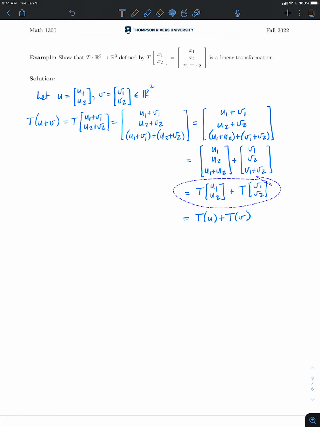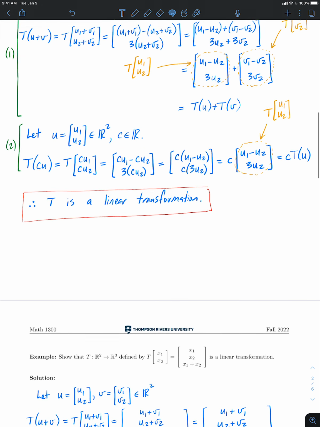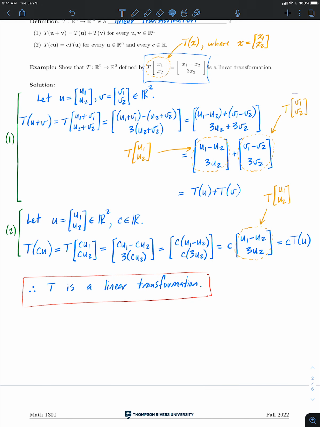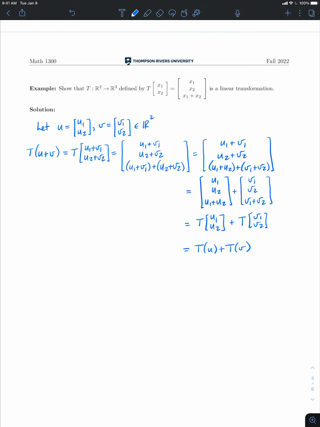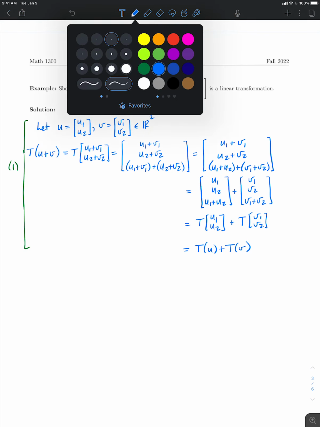I could have even skipped this step, to be honest. I didn't do that last time because I mentioned it when I made these annotations here. But there's nothing wrong with going right from here to here because you've already said what u and v are. But in any event, there's also nothing wrong with writing that extra step. So I'm going to group this now. This is the justification that condition 1 is satisfied.